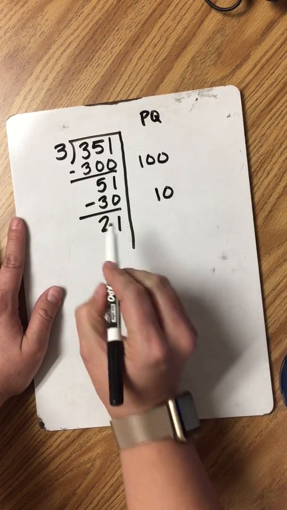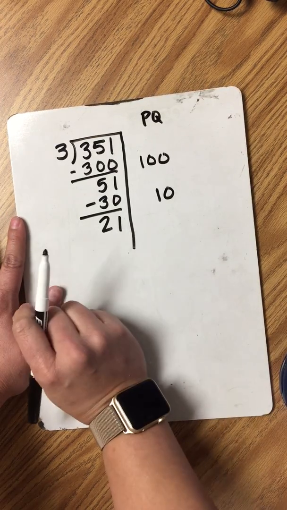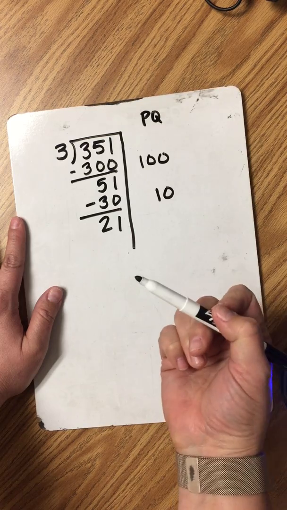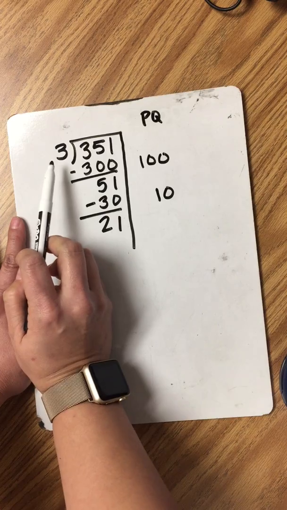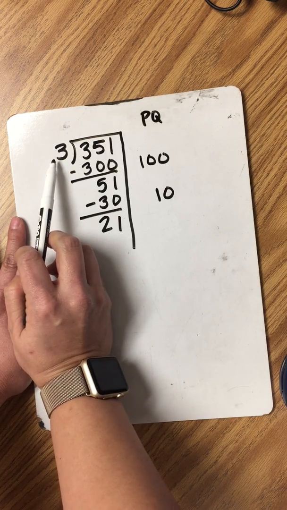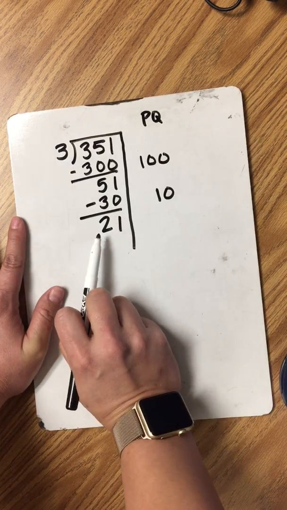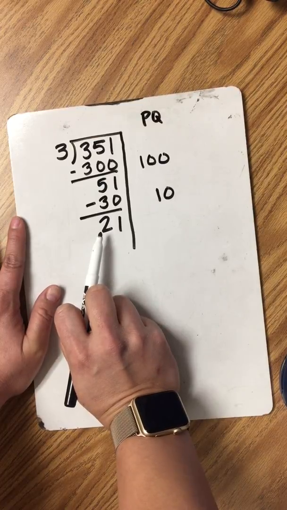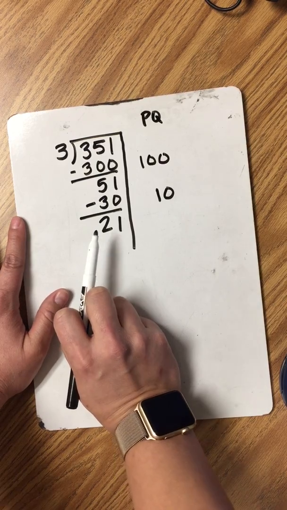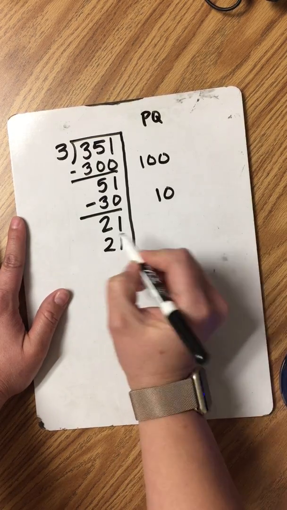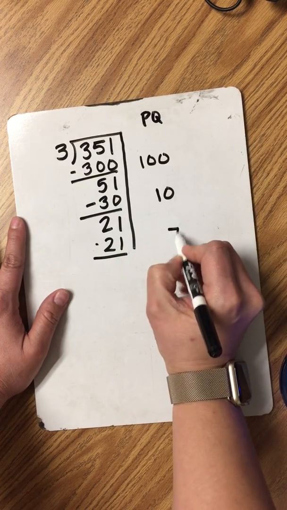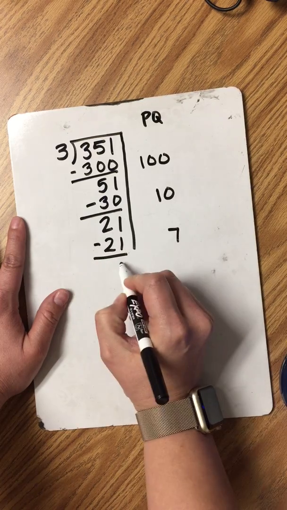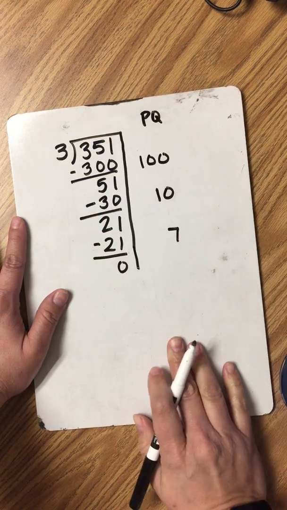So now you're left with this number right here, and you ask yourself the same question you asked the other 2 times with 351 and 51. So 3, the divisor, you're like, how many times does 3 go into 21? If you know your math facts, you might say, oh, I know that. And that's 7. 7 times 3 is 21. You subtract. Don't forget to write your partial quotient, which was 7, and you're left with a difference of 0.